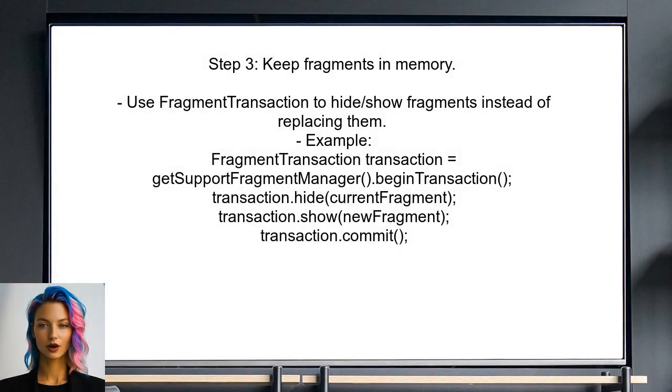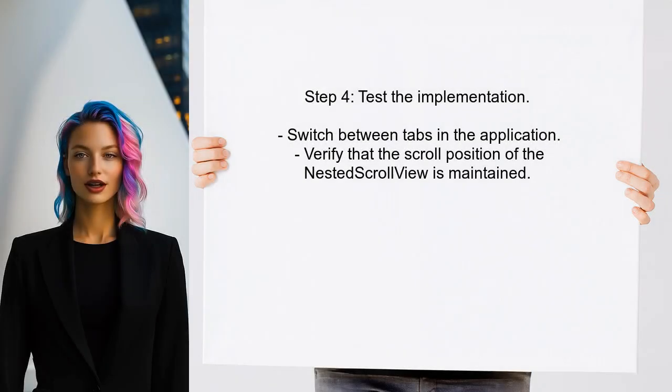Additionally, the user should ensure that the nested scroll view is not recreated when switching tabs. This can be done by keeping the fragments in memory and only hiding or showing them. Finally, the user should test the implementation by switching between tabs and verifying that the scroll position is preserved as expected.